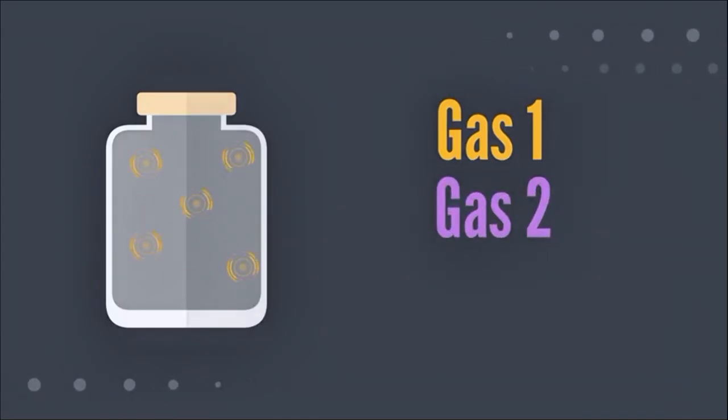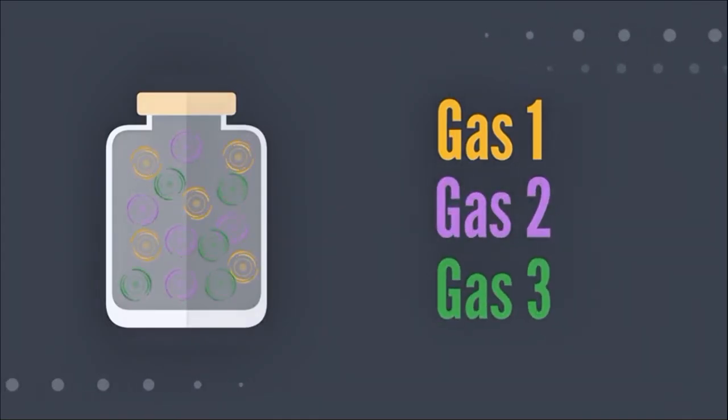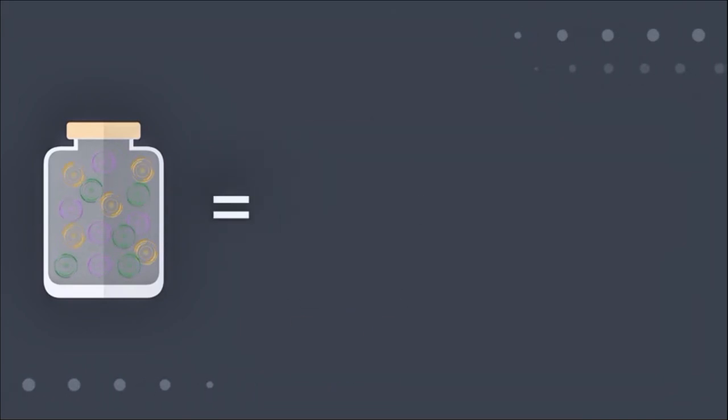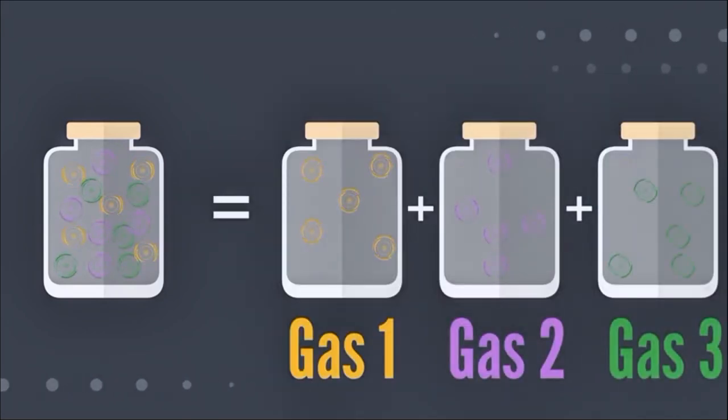Let's say we have a container with three different gases, gas 1, gas 2, and gas 3. Note that the gases are all inside the same container. This means that they all have the same volume. Now let's take the same container and spread the gases out equally while holding the volume constant in each container.